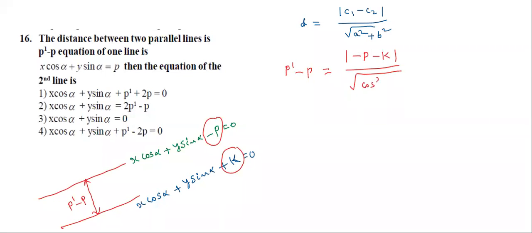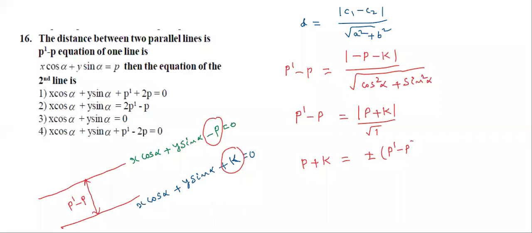X coefficient, observe that cos square alpha plus sin square alpha. What is cos square alpha plus sin square alpha value? 1 or not? P dash minus p, that is equal to numerator. Take minus common. Modulus is there now. We get p plus k divided by root 1. Remove the modulus. P plus k is equal to plus or minus p dash minus p.